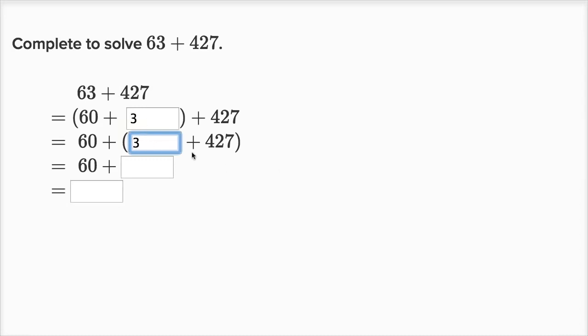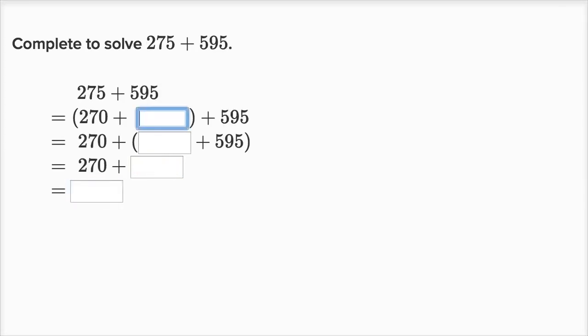Well, 3 plus 427, that's just 430. And now this addition problem became a lot simpler. 60 plus 430, we could do that in our head. We're just adding 6 tens to this right over here. So it's going to be 490. And we're done. Let's do a couple more examples of this.